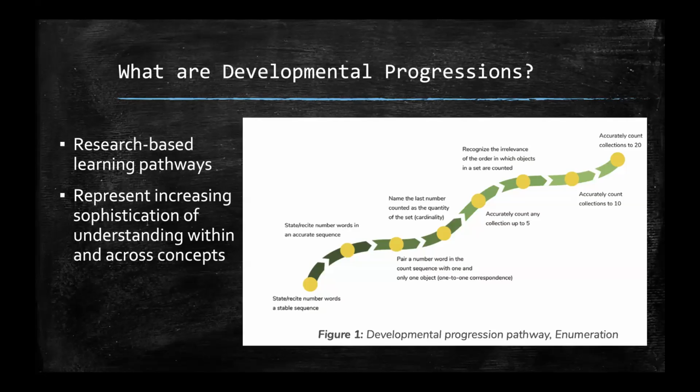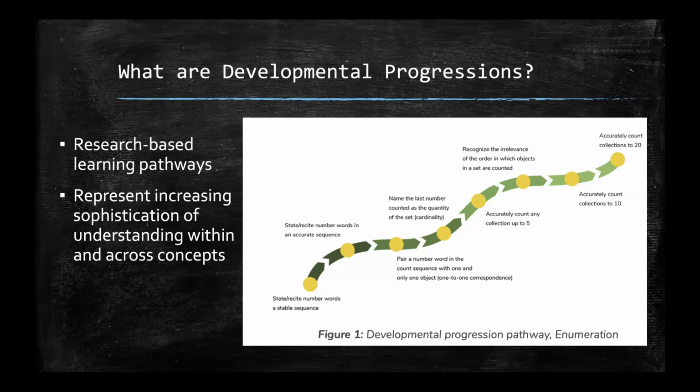And this is an example of a developmental progression. This happens to be for numeration. And as you can see, if you follow the arrows along here, this begins with students' ability to recite number words in a stable sequence, and it progresses through a series of skills and knowledge that ultimately ends with the student's ability to accurately count collections of 20. So as you can see from this, there's a progression in the complexity of the skills or the knowledge that students are using, and it builds on prior knowledge.